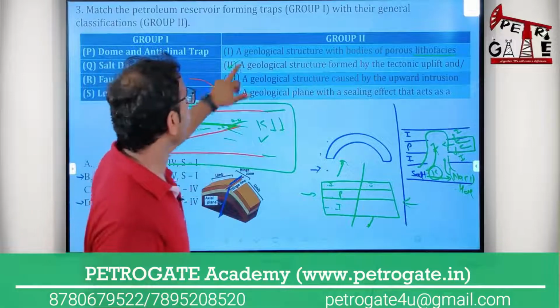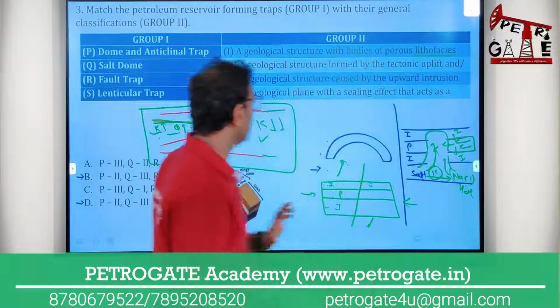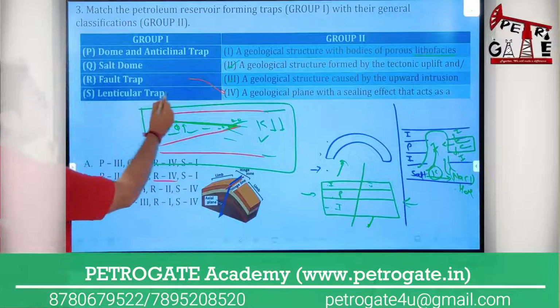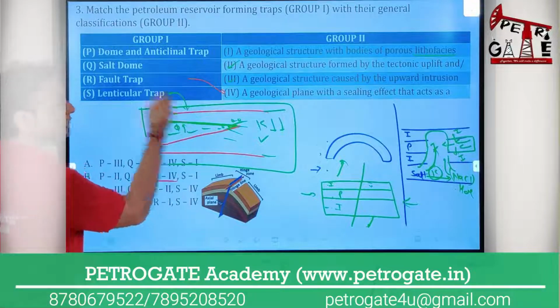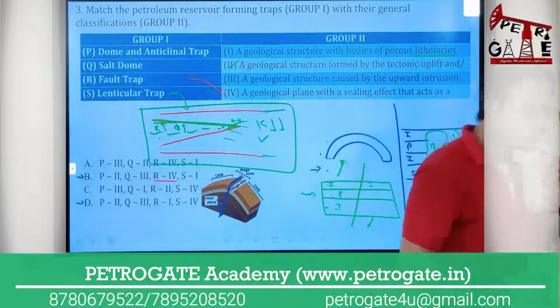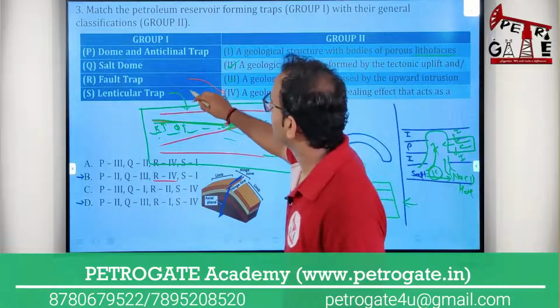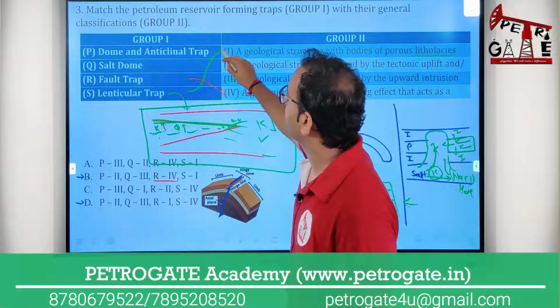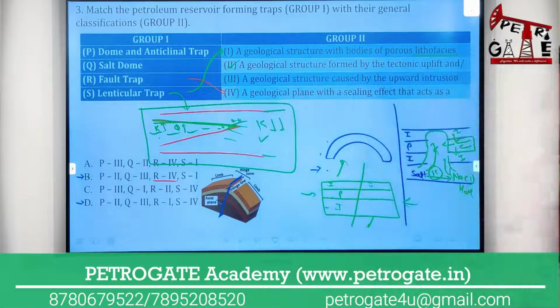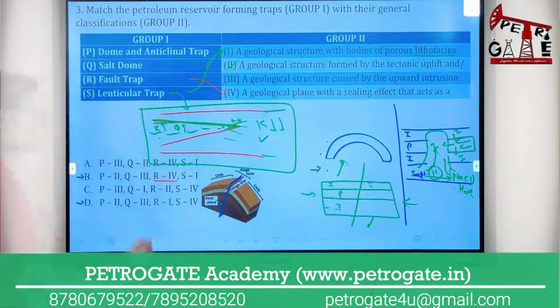Okay, so this means a geological structure with bodies of porous lithofacies. It means lenticular is an example of stratigraphic traps. Lenticular is an example of lithostratigraphic traps. So this is the example representing these features. These features mean S goes to 1. So I think B is the right option, not D now.